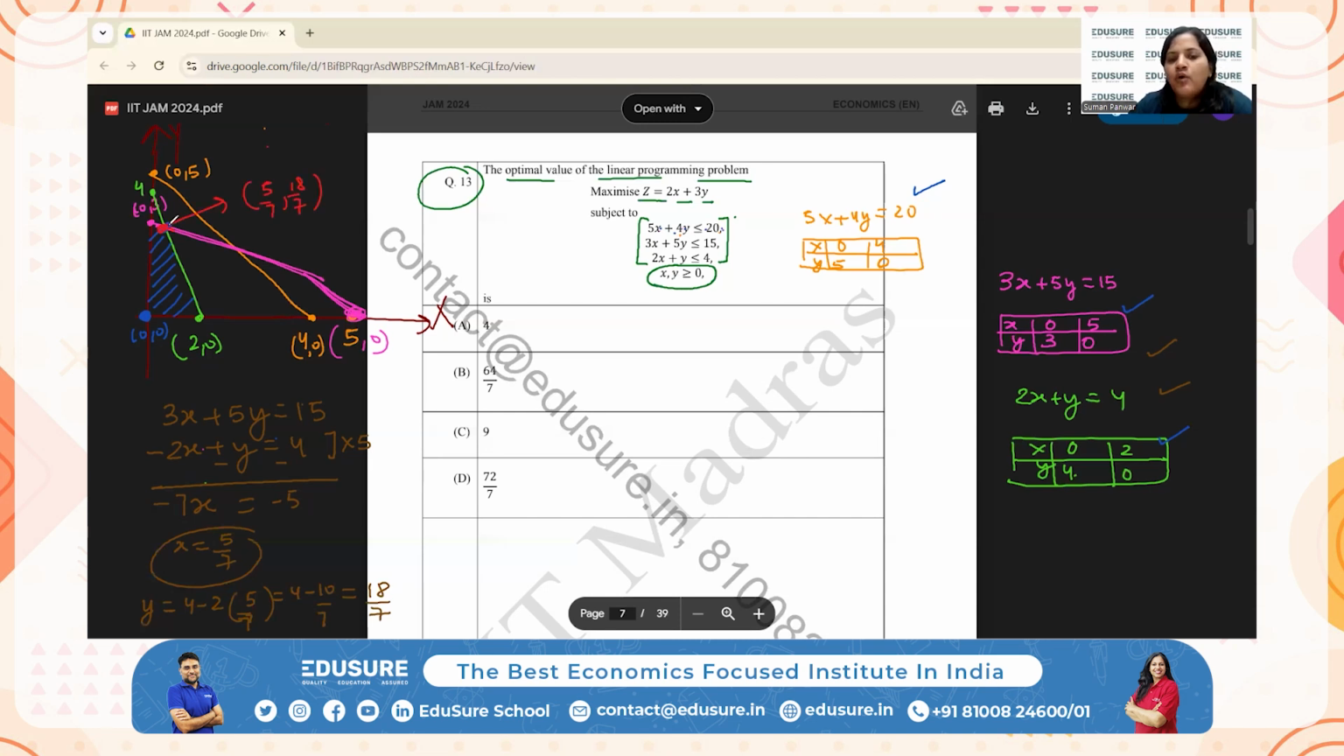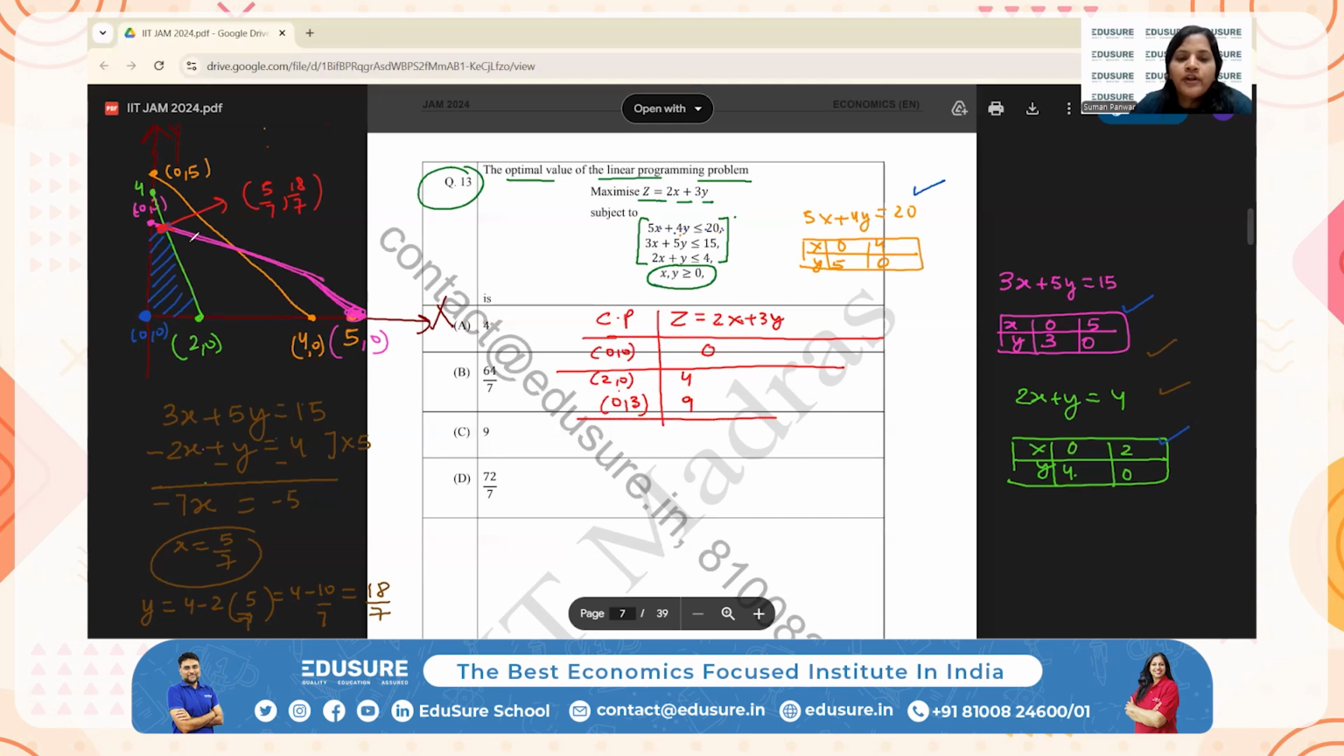So now how do we maximize? We write the corner points and we write z equals 2x plus 3y. So the first corner point is origin. The value of z will be 0. The second corner point is 2 comma 0. The value is 2 times 2 plus 3 times 0, which is 4. The third corner point is 0 comma 3, which is 2 times 0 plus 3 times 3, which is 9.